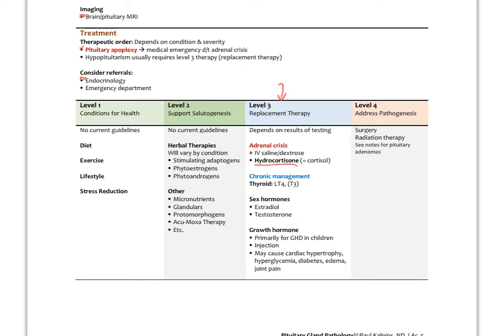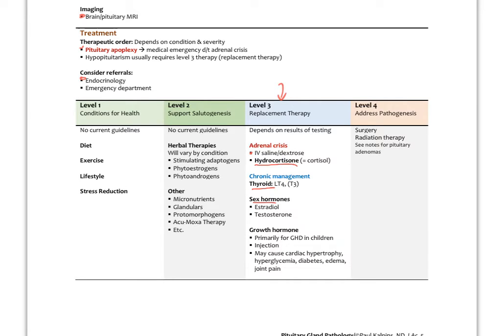Usually, though, if it's a pituitary cause of the adrenal cortical insufficiency, again, that's called secondary adrenal cortical insufficiency, they will still secrete mineralocorticoids like aldosterone. So they won't necessarily need mineralocorticoid replacement, but they will need cortisol replacement. Chronically, though, we might need to give thyroid hormones, sex hormones, and then growth hormone is going to be primarily reserved for children with growth hormone deficiency, and that's going to be by injection.